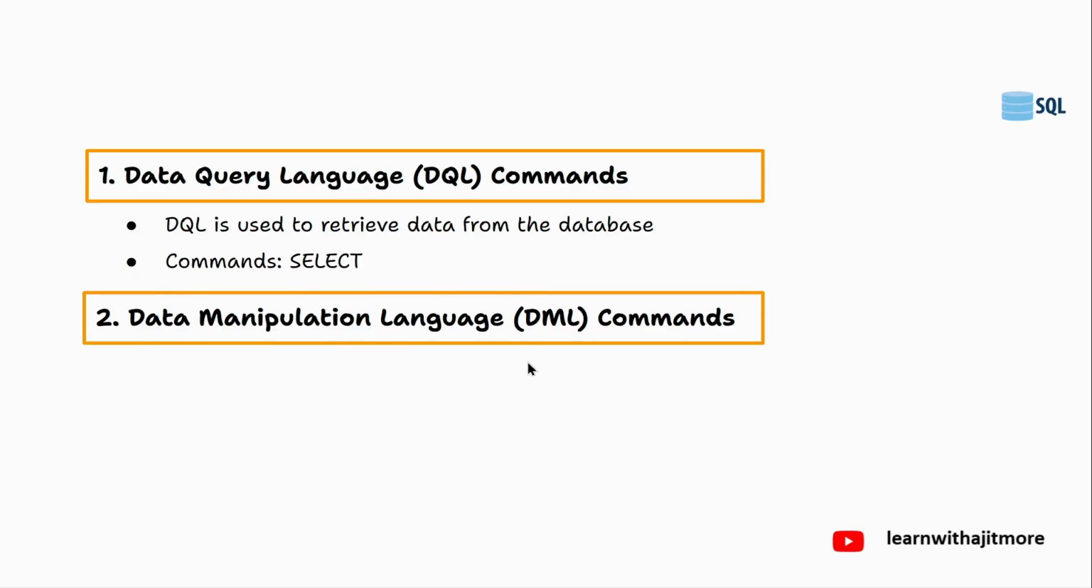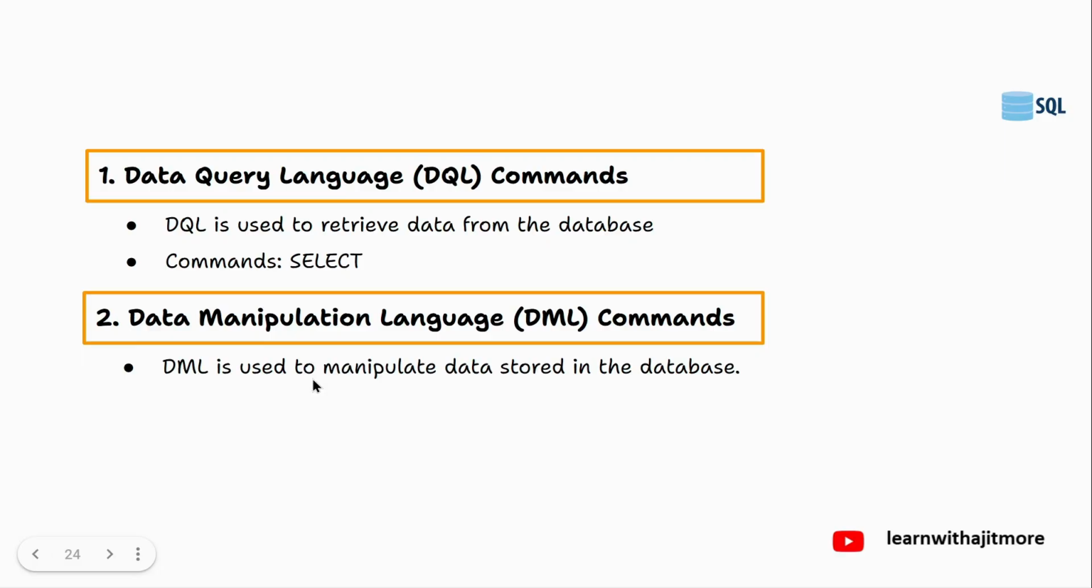Then comes data manipulation. These are the commands for making changes in the database, like adding new records or deleting existing records or updating the records. Whatever values are there, you're just supposed to modify them. Employee table, you want to increase the salary, or change their department or change their address, then update. New employee has joined, you will insert the record. Some employee has left, so you'll delete the record. So insert, delete, update, they all come under this category. So DML is used to manipulate data stored in the database.